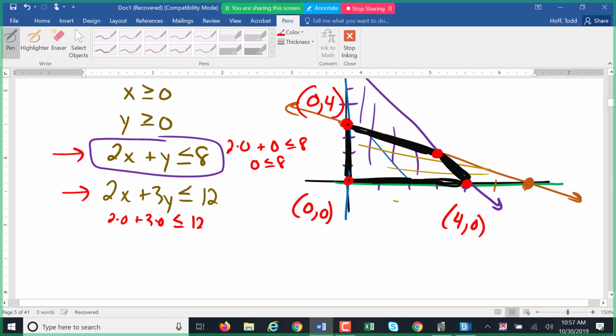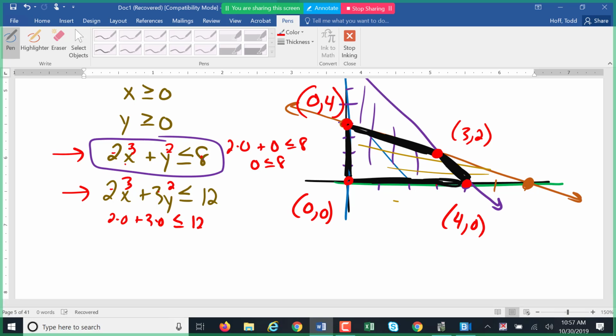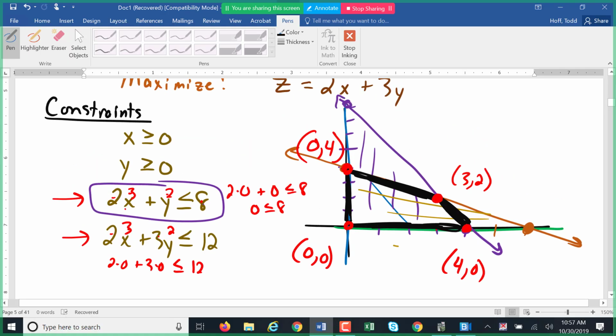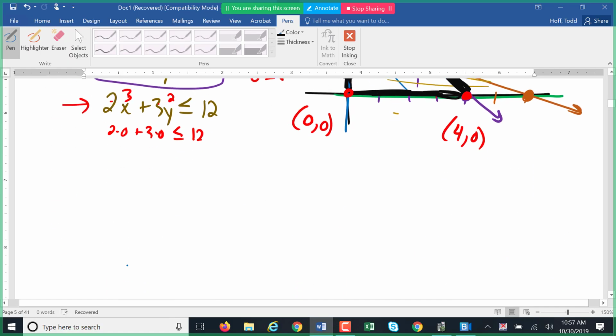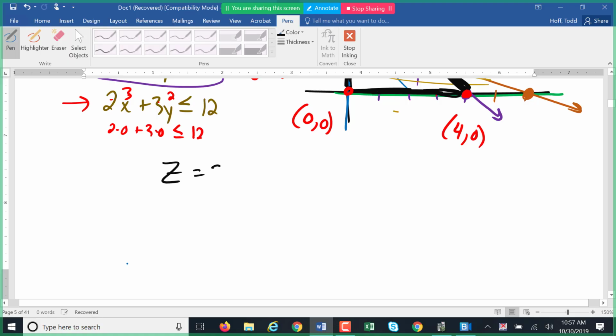We need to find where those two cross. Well, it looks to me like that is at 3, 2. Let's test that to make sure it works. I put in 3 and 2 here. 2 times 3 is 6 plus 2 is 8. That works. How about here? 2 times 3 is 6 plus 3 times 2 is 6. That makes 12. So 3, 2 is the location of that corner. We have to test each of those vertices into that objective function. Remember, an objective function up here is z equals 2x plus 3y. I'm actually going to put it off to the side over here a little bit.